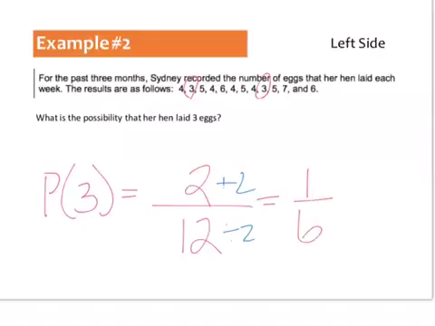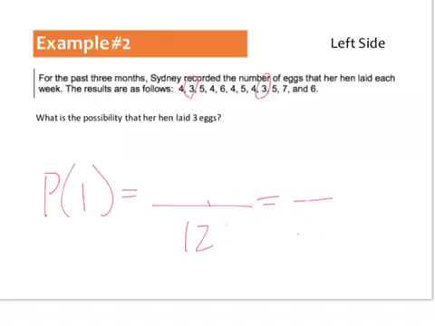Now here's a trick question. What is the probability that her hen laid 1 egg? Okay, let's think about that. What is the probability that her hen laid 1 egg? Well, I didn't have to erase my denominator because, again, I know that it's going to be out of 12 weeks, right? Now, is there any week that she actually laid one egg? No, there isn't. There was never a time that her hen laid one egg.